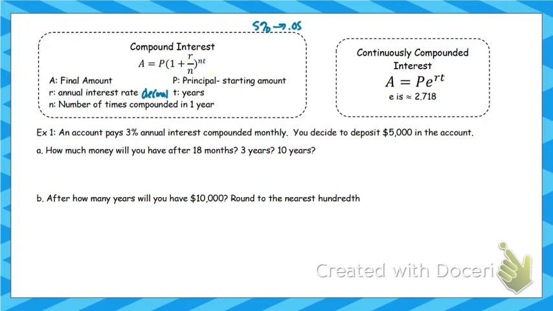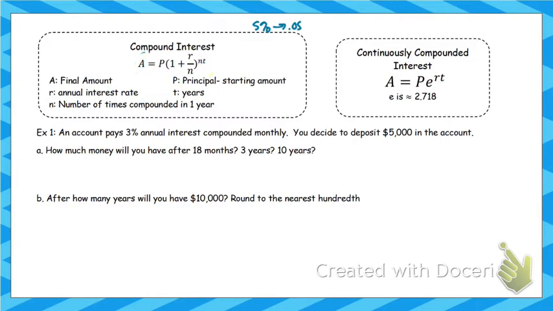And N is the number of times it's compounded in 1 year. So if it's compounded monthly, N is 12. If it's compounded quarterly, N is 4. If it's compounded daily, N is 365. So those are the different things that N could be. A is the amount you have after however much time you use in your equation.